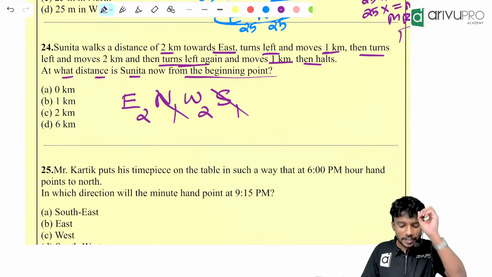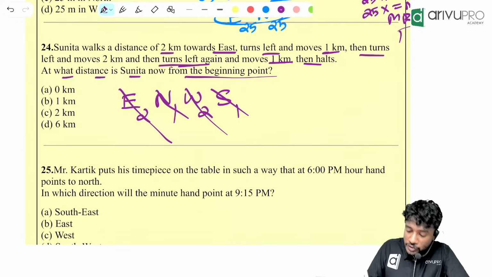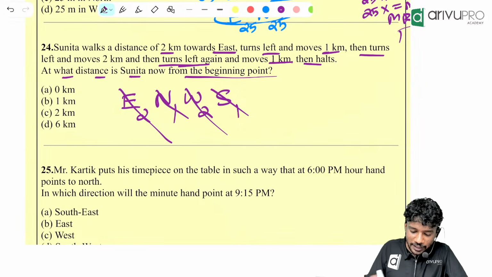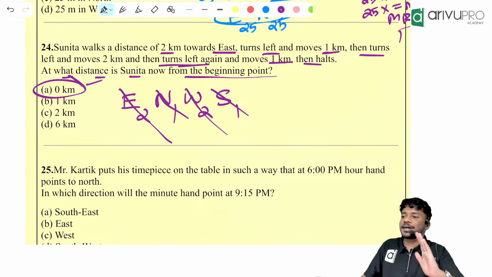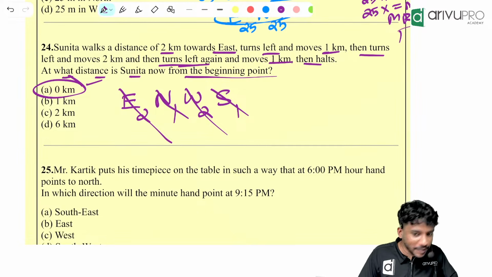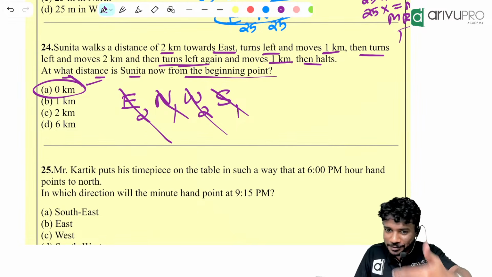1 minus 1 is 0. East 2, west 2, both are 0. Again 0, 0, 0 means he is finally where? 0 kilometer. He came back to the same position at the end. Okay. This type of question can also be there where they came back to the same position.